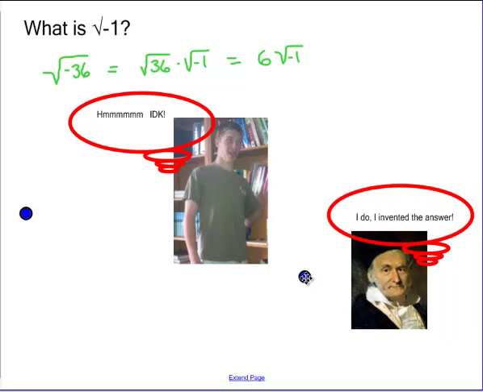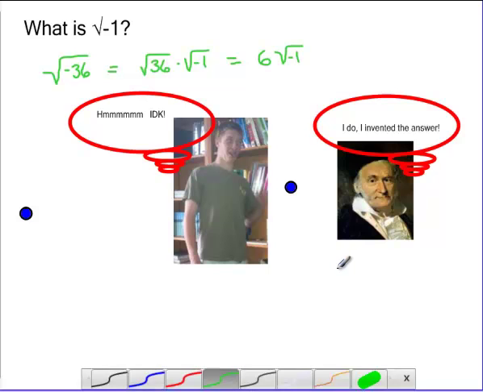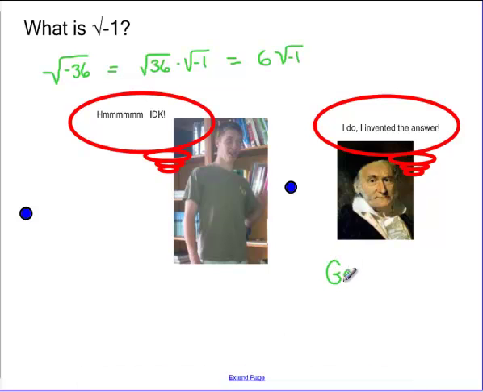But our friend here, Gauss, he invented what the square root of negative 1 is. And this guy is Carl Friedrich Gauss. That, my friends, is going to be a question you should know.